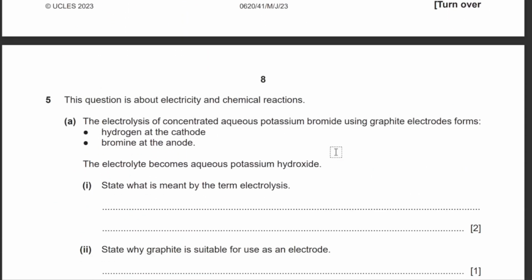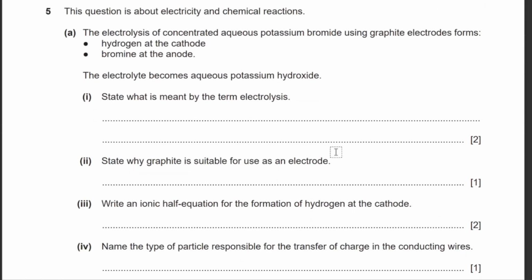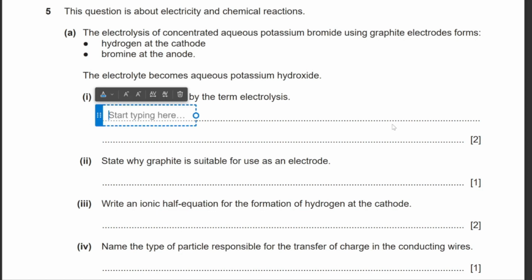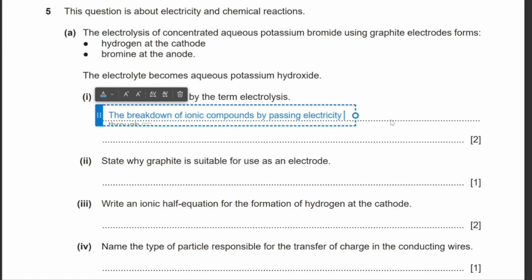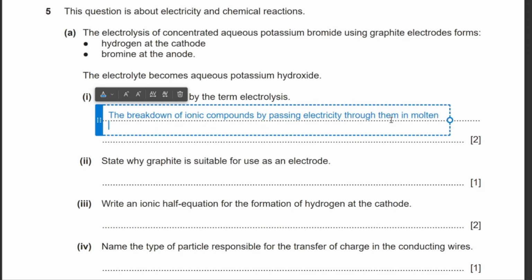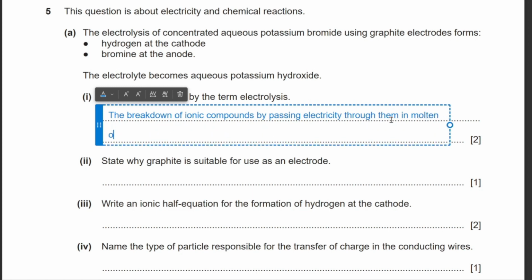Next question, question number 5. This question is about electricity and chemical reactions. The electrolysis of concentrated aqueous potassium bromide using graphite electrodes forms hydrogen at the cathode and bromine at the anode. The electrolyte becomes aqueous potassium hydroxide. State what is meant by the term electrolysis. Electrolysis is the breakdown of ionic compounds by passing electricity through them in molten or aqueous form.